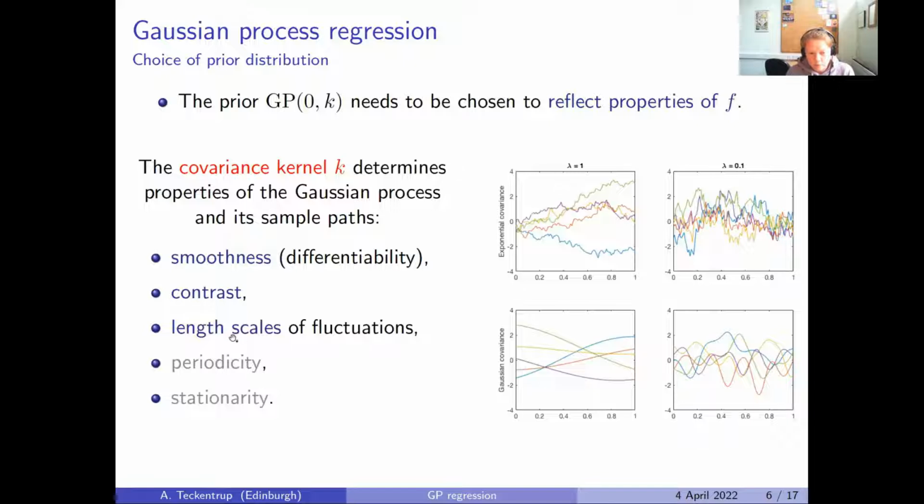There's also horizontal length scales, or length scales of fluctuations. So this is the correlation length scale of the kernel. And again, here I've chosen 2 different length scales. So here there's a parameter lambda, which represents the length scale. Here I've chosen a large length scale, and here I've chosen a small length scale. And so in these ones, you can see that you mostly get long range fluctuations, whereas in the right column, you can see that you get fluctuations on much shorter scales.